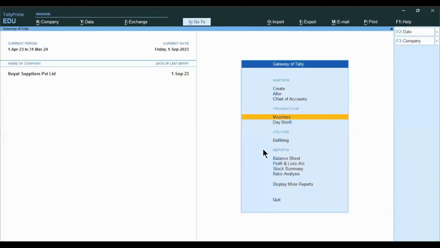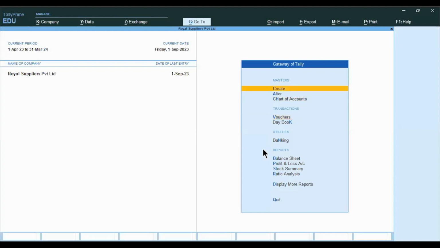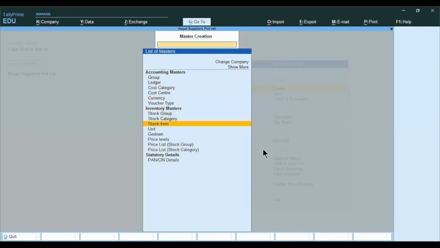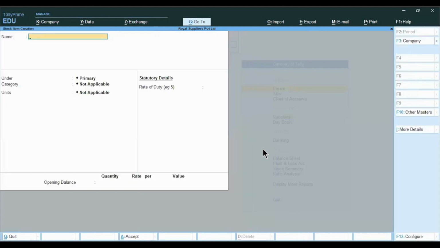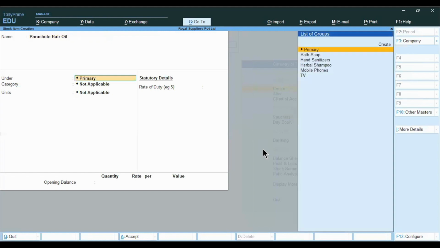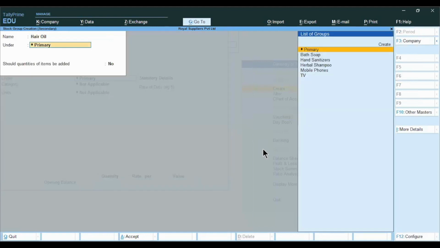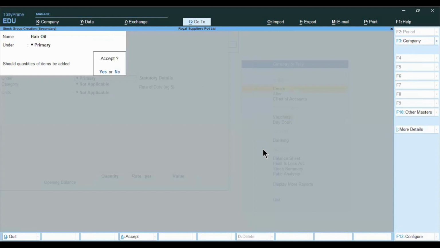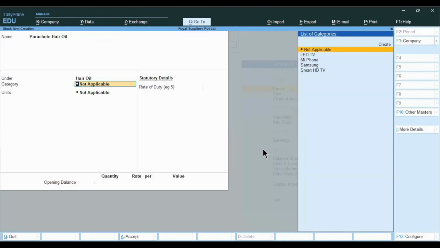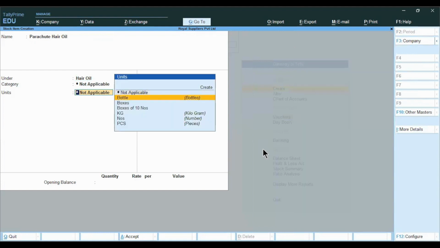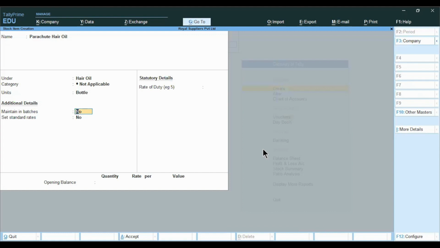First, we will create both the stock items. So go to creation window, stock item, Parachute hair oil. We can create a group as hair oil. I'm pressing Alt C, hair oil, primary, and quantities to be added. Yes. So this is Parachute hair oil, and category. No need to create a category for this. Then units will be bottles. Yes, we have this type of bottle.